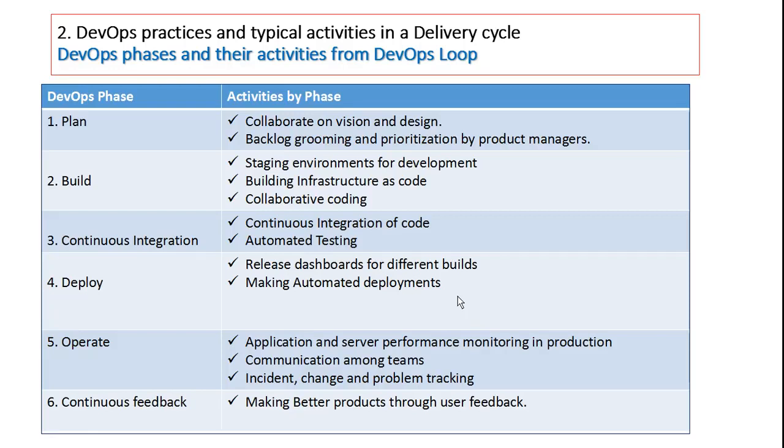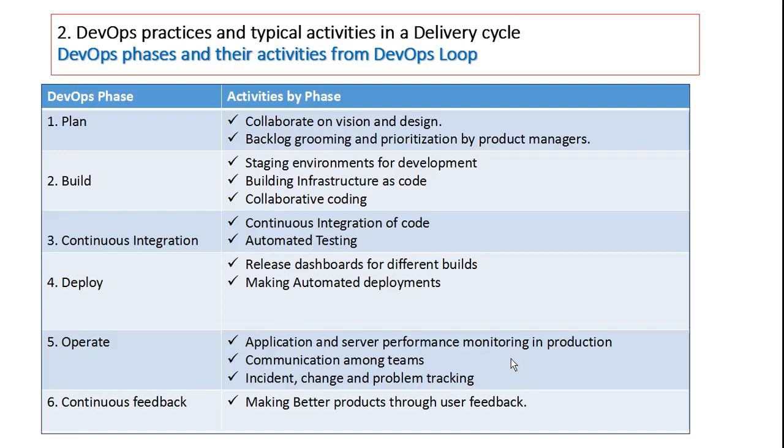And making automated deployments, obviously that is one of the activities we are supposed to do through Agile concepts. And in the operate stage, when it comes to application and server performance monitoring in production, obviously the ops teams are going to monitor that through some tools, how the incidents are happening, how the failures are happening, such kind of things. And communication among teams, like among teams there is collaboration and communication happening.